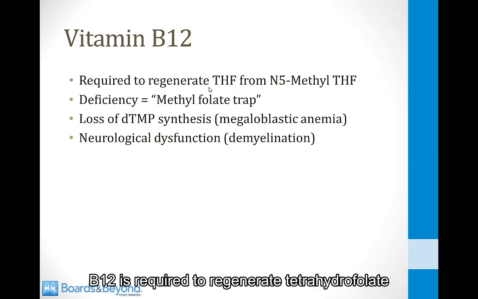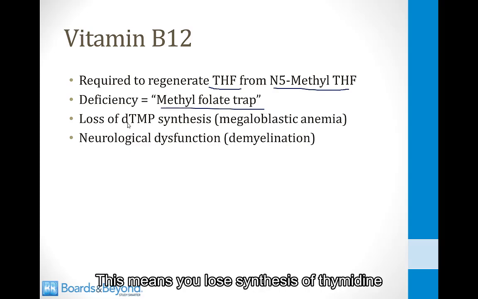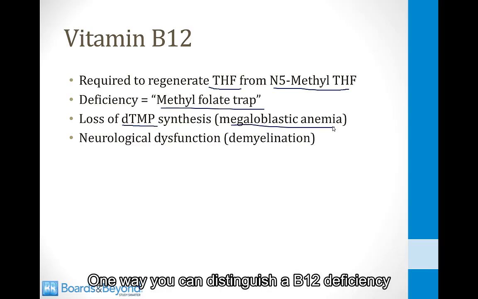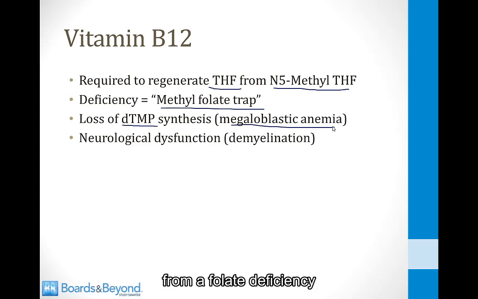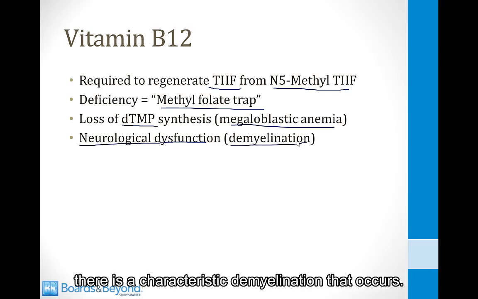B12 is required to regenerate tetrahydrofolate from N5-methyl tetrahydrofolate, and a deficiency of vitamin B12 leads to a methylfolate trap. This means you lose synthesis of thymidine and you will get a megaloblastic anemia, just like I described before for a folate deficiency. One way you can distinguish a B12 deficiency from a folate deficiency is by looking for neurological dysfunction. When you're deficient in vitamin B12, there is a characteristic demyelination that occurs.